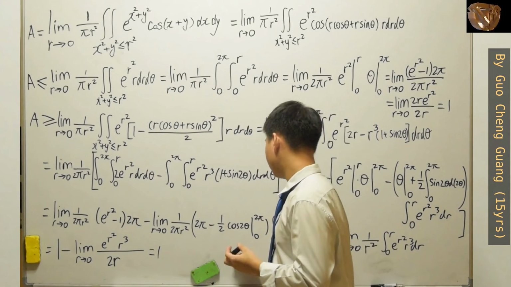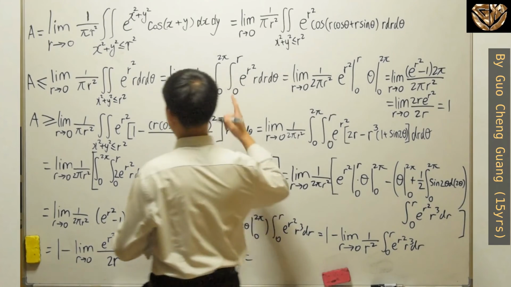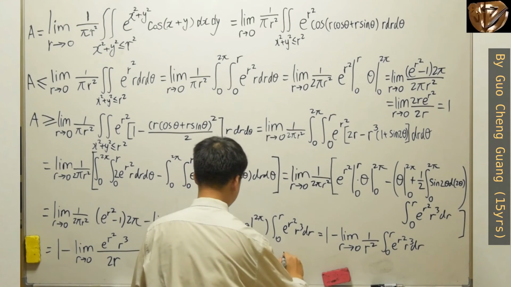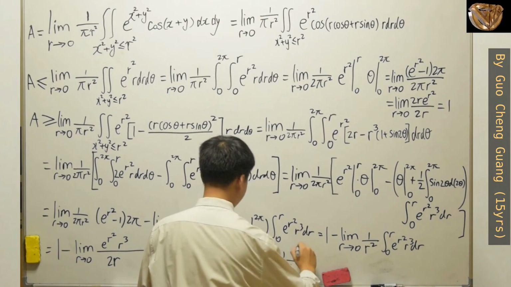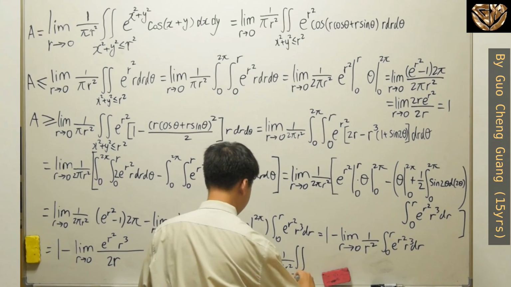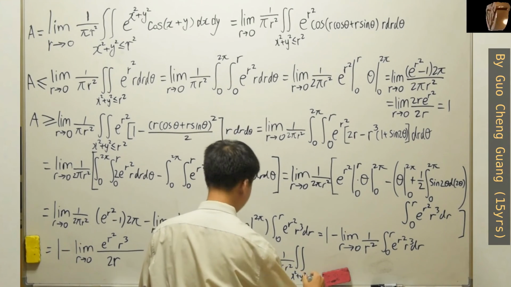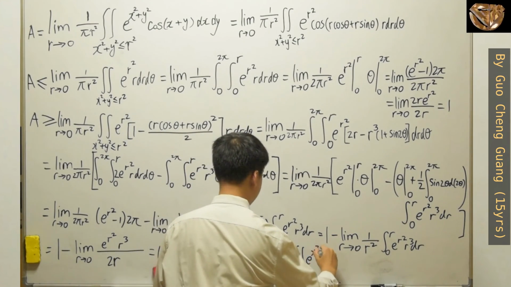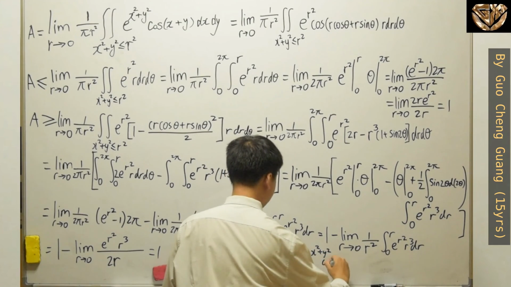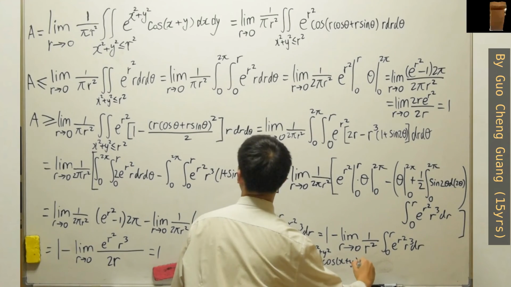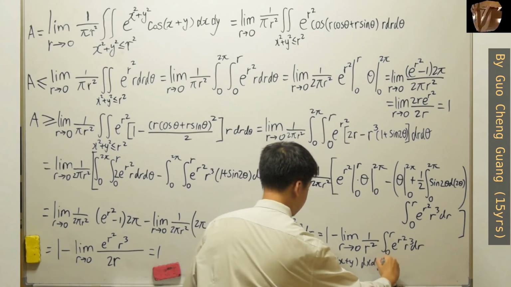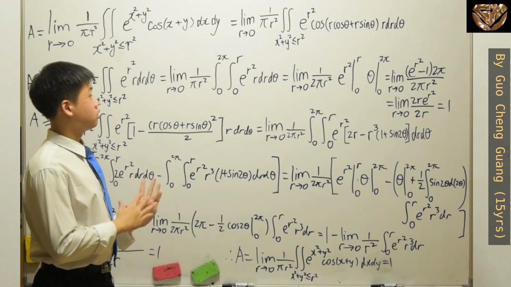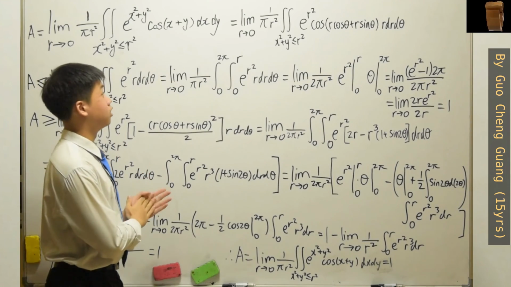So you can have this entire thing again. Limit r approaches 0, 1 over pi r squared, and you have your boundary. e to the power of x squared plus y squared cosine x plus y dx dy is equal to 1. Okay. So that would be pretty much all we'll see in this lesson, alright?